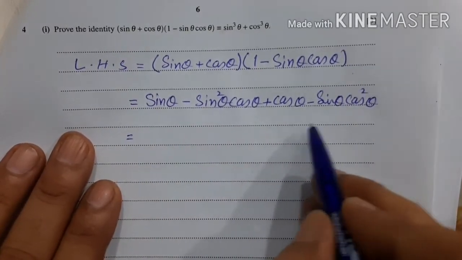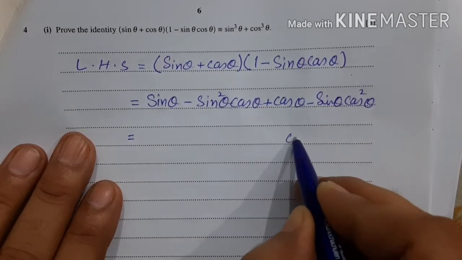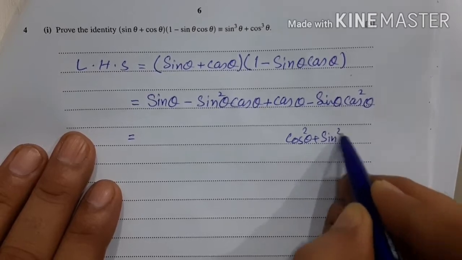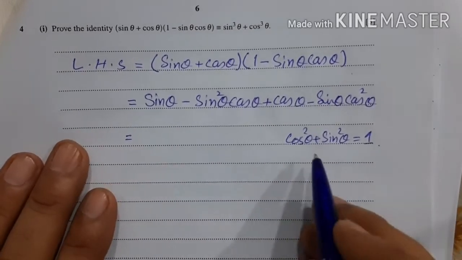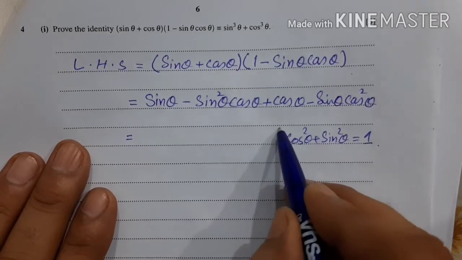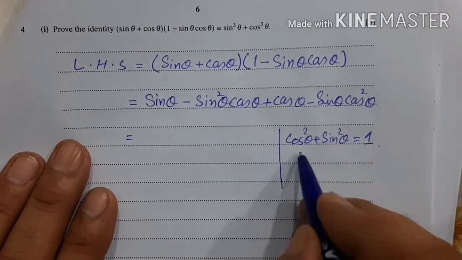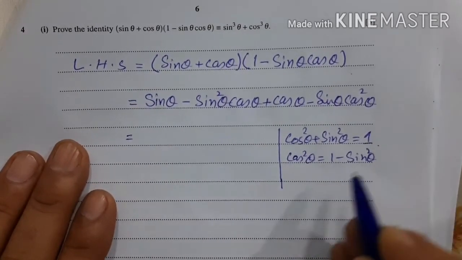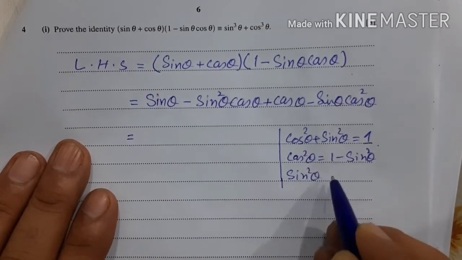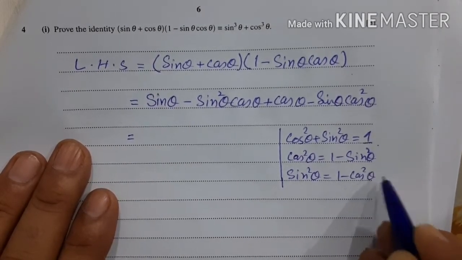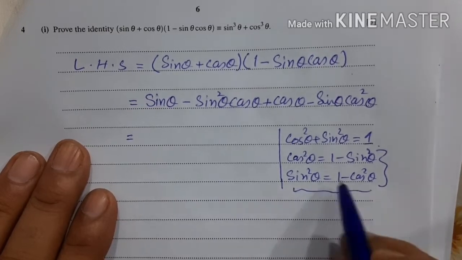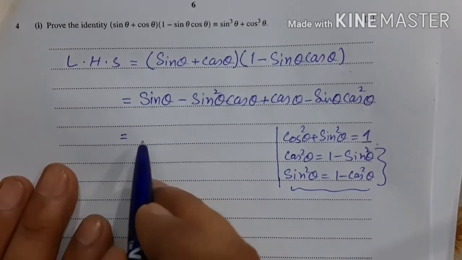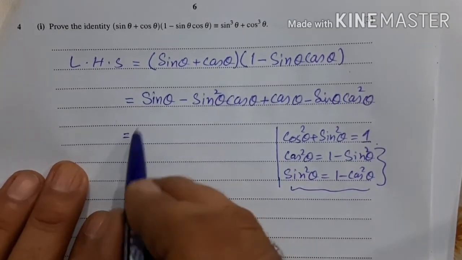Now, as we know that there is an identity, cos square theta plus sine square theta is equal to 1. So I can use this identity to make further formulas, like cos square theta is 1 minus sine square theta, or sine square theta is equal to 1 minus cos square theta. So I'll use these two formulas here in place of sine square theta and cos square theta.